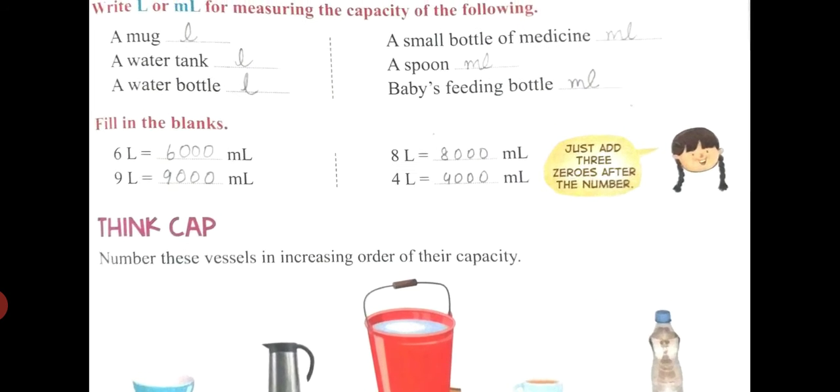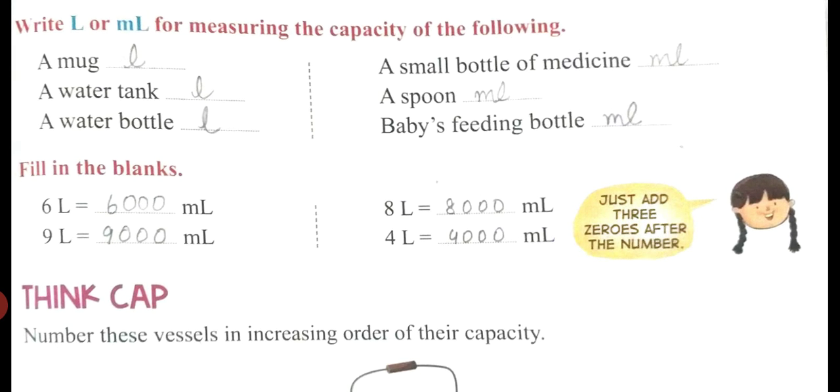Now it is a very important thing for you to learn. Write liters or milliliters for measuring the capacity of the following. A mug is measured in liter. A water tank is measured in liter. A water bottle is measured in liter. A small bottle of medicine is measured in milliliters. A spoon is measured in milliliters. Baby feeding bottle is measured in milliliters.